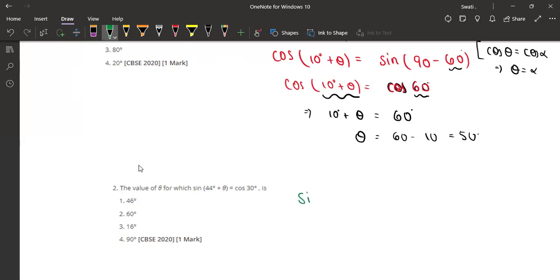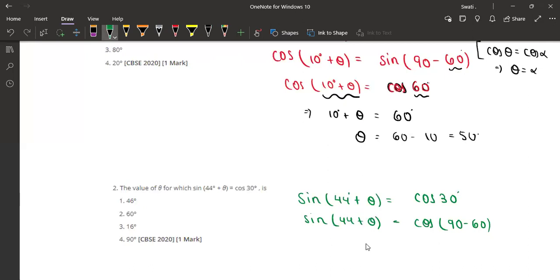So this is going to be sin(44 degrees + theta) is equal to cos 30 degrees. Here I am going to write this 30 degrees as 90 minus 60. What is 90 minus 60? 30. So I can write 30 as this. Now I can write this as sin(44 degrees + theta) equals cos(90 minus theta). Again, the formula we are going to use: cos(90 minus theta) is nothing but sin theta. So this will become sin 60 degrees.